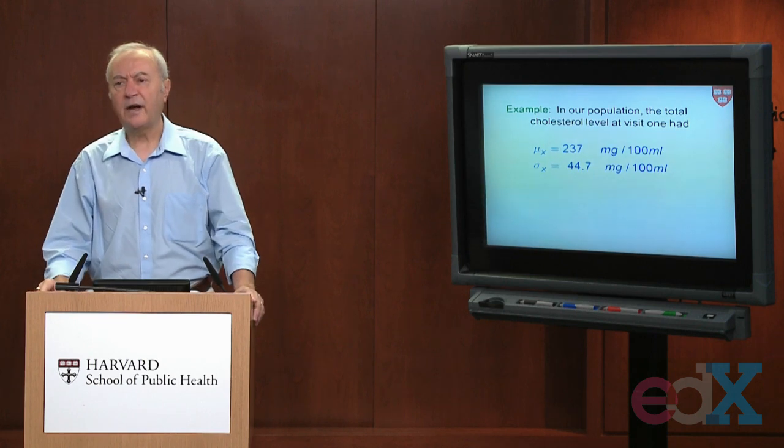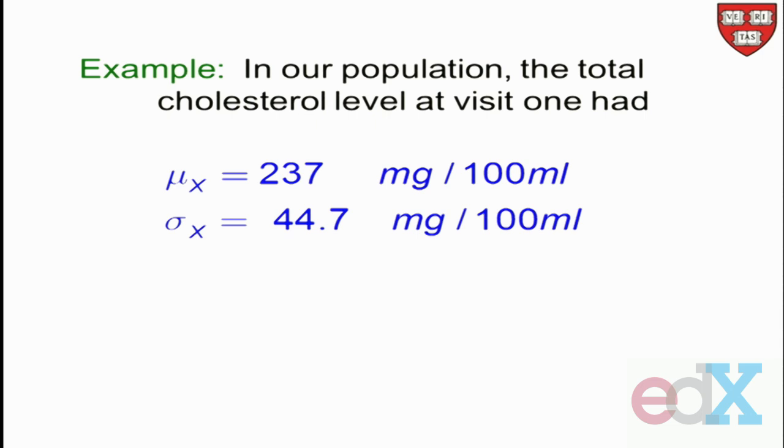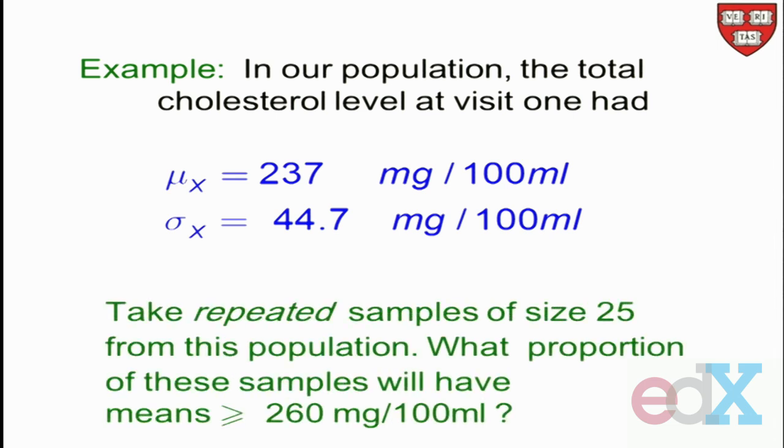Let's take a look at an example. So in our population, the total cholesterol level at visit 1 had a mean of 237 and a standard deviation of 44.7, rounding things off. All right. Now, if we take repeated samples of size 25 from this population, what proportion of these samples will have a mean that's greater than 260?